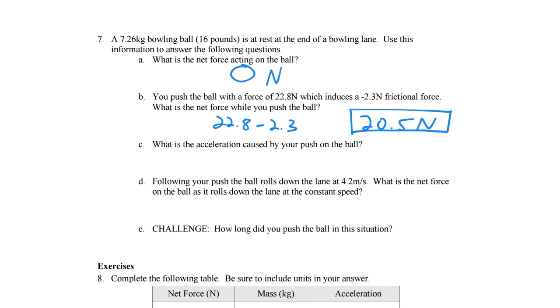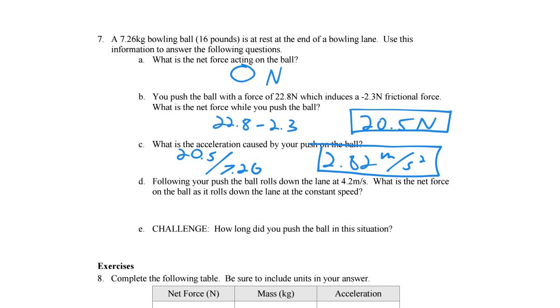What is the acceleration caused? So we know force equals mass times acceleration. We'll take the force, 20.5, and divide it by the mass, 7.26. So 20.5 divided by 7.26, we should get an acceleration of 2.82 meters per second squared.